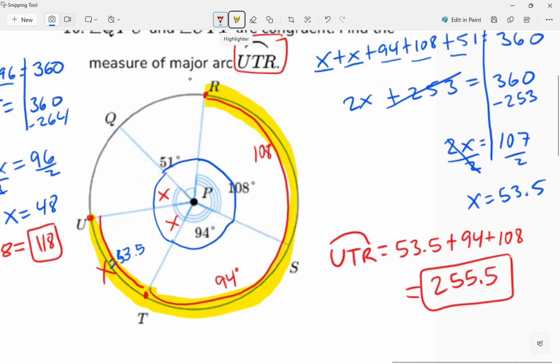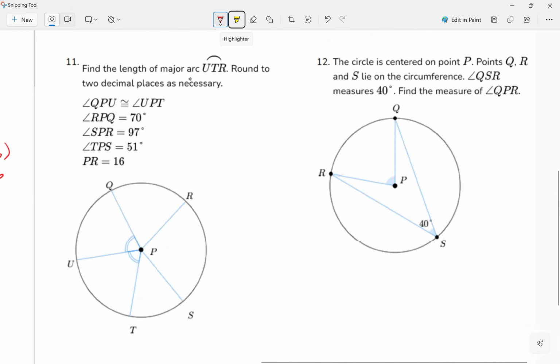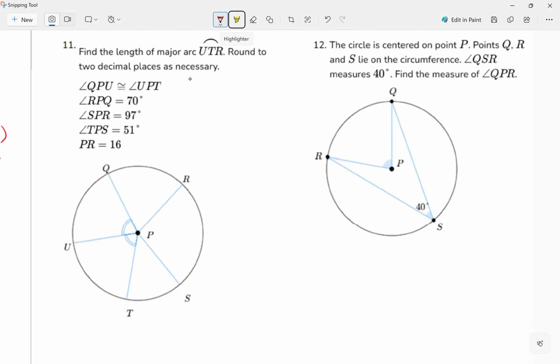Okay, let's do another one with a central angle. Let's take a look at here. Now the measurements were given to us a little different. So find the length of the major arc UTR. So starting at U, I'm going to go through T all the way to R. So starting at U, past T, and then continue all the way to R.